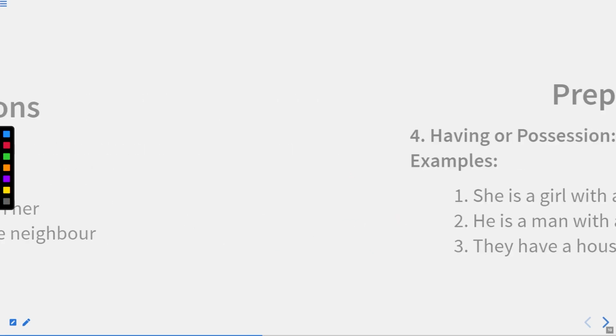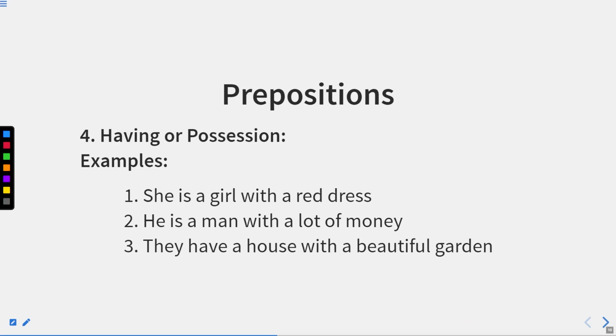Now let us move further. If we show having or possession, it means if we show possession of something, "with" can be used as a preposition. For example, she's a girl with a red dress. It means this red dress is the possession of her. This red dress belongs to her, because here we are using "with", showing the possession of this particular dress with that particular girl.